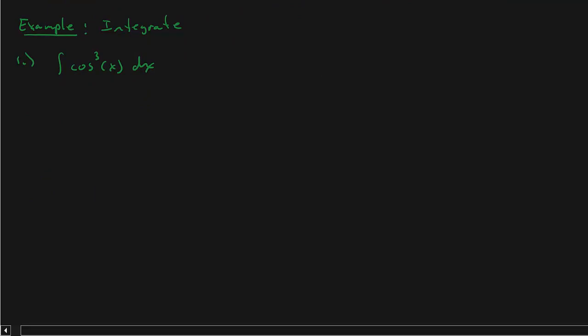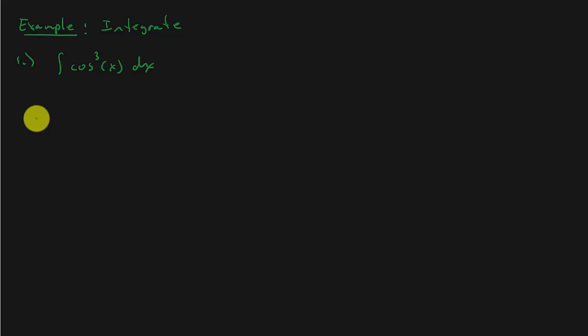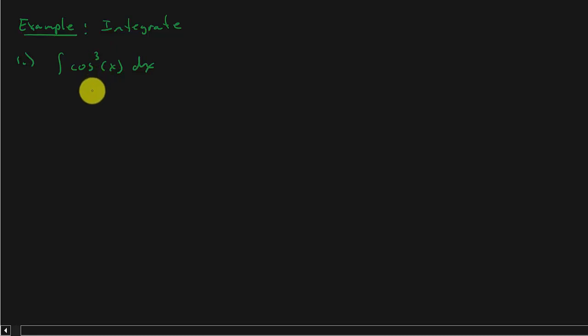All right, so this first problem here, we want to integrate cosine cubed x. So remember what it said up there. Hopefully you paused the video and wrote all those rules down. Remember, it says if we have a power of cosine that is odd, we want to save a cosine factor. And so we're going to write this as cosine x times cosine squared x dx. See, we just saved one factor of cosine.